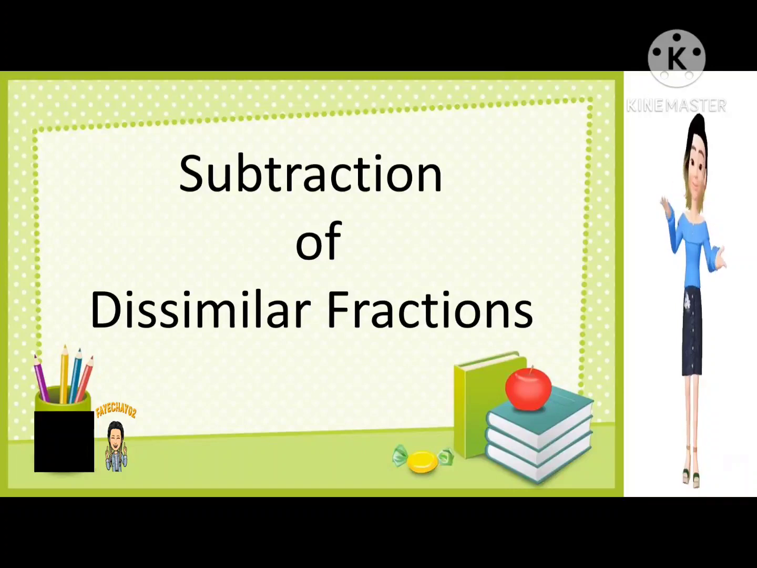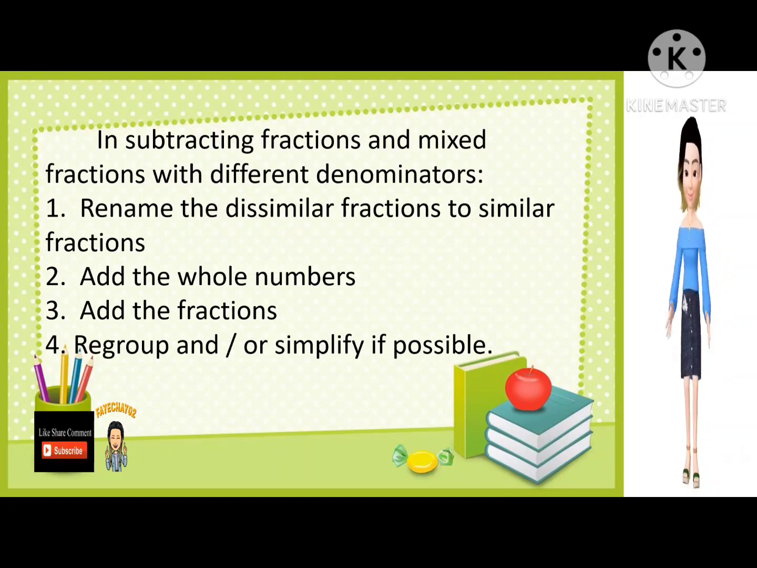Subtraction of dissimilar fractions. In subtracting fractions and mixed fractions with different denominators, we have 4 steps to be followed. Number 1, rename or change the dissimilar fractions to similar fractions. Number 2, subtract the whole numbers. Number 3, subtract the fractions. And number 4, regroup or simplify if possible.